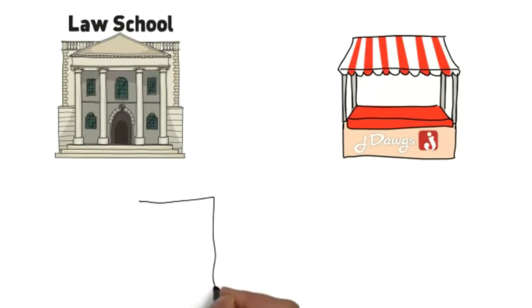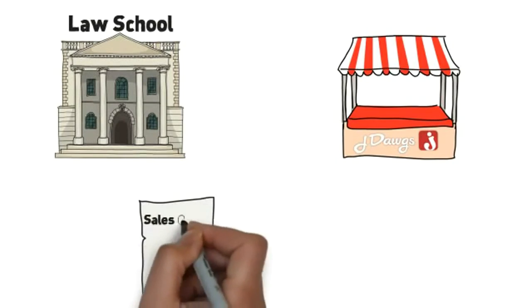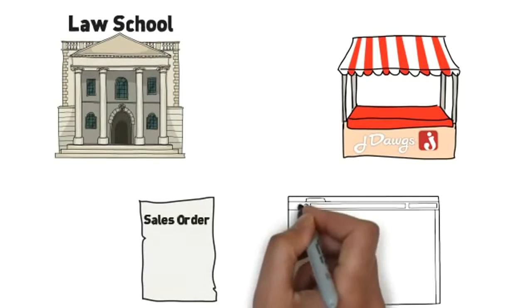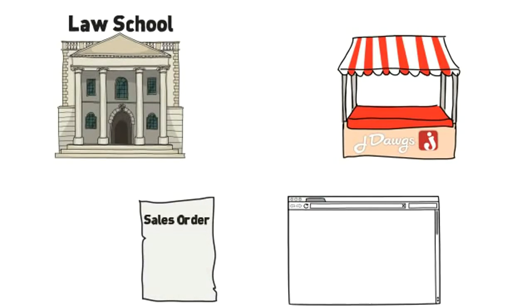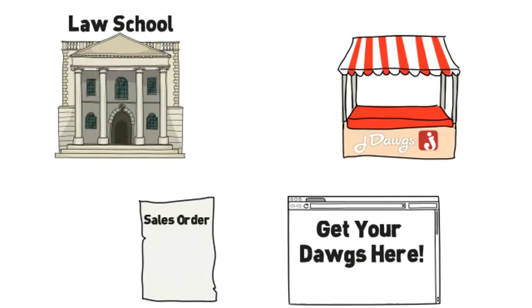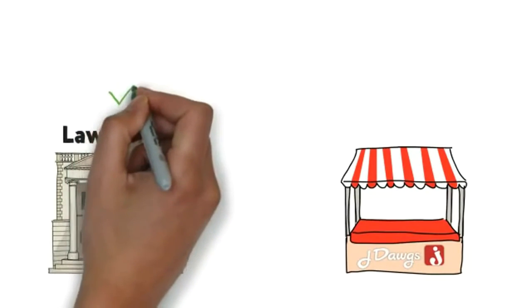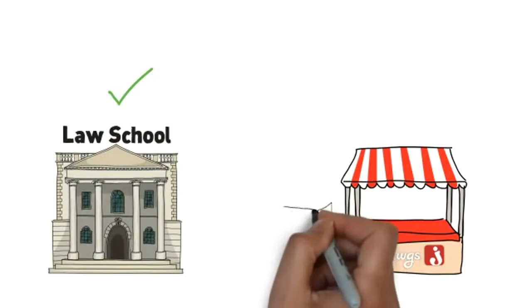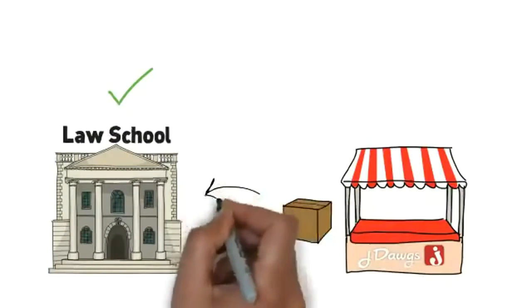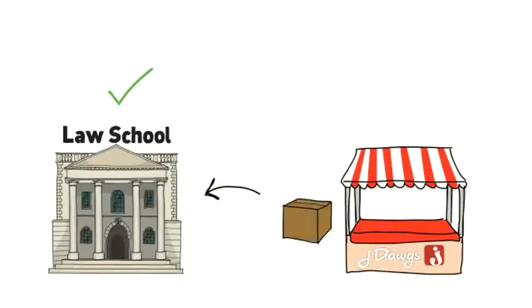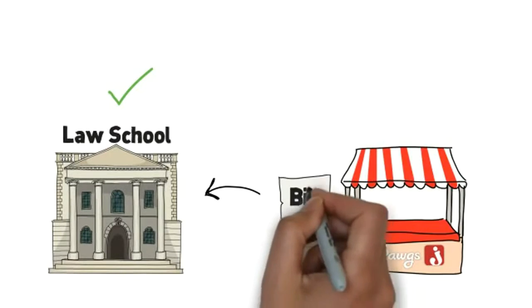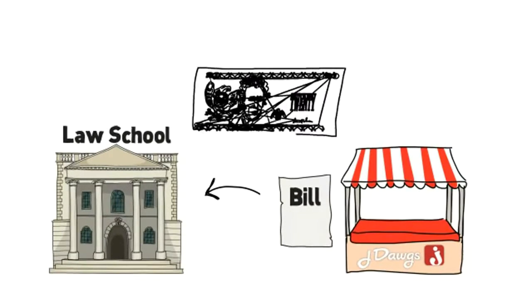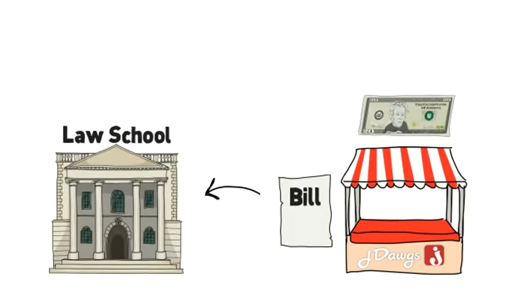They will first need to fill out a sales order. They can do one on paper, or they can go to J-Dog's website and order there. J-Dogs has to approve the law school's credit before making the order. Once that's taken care of, J-Dogs prepares the order and ships it over to the law school. At the end of the week, J-Dogs sends a bill for the order. After they receive the bill, the law school sends the cash.